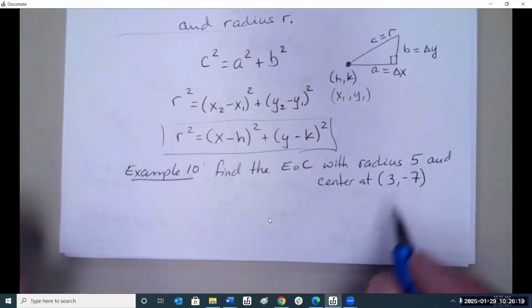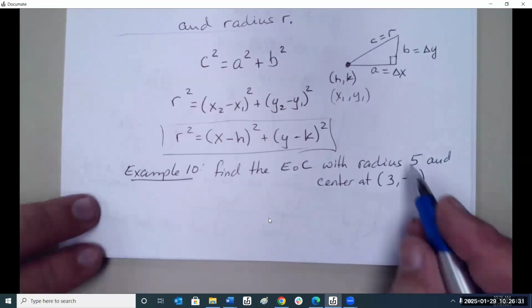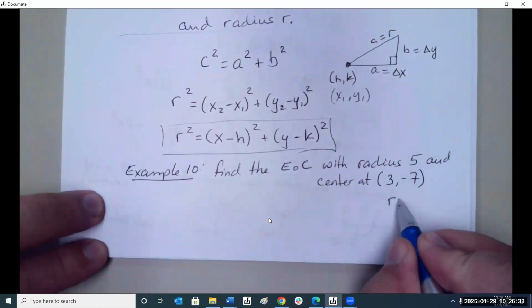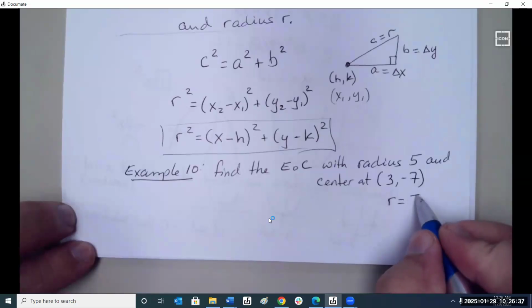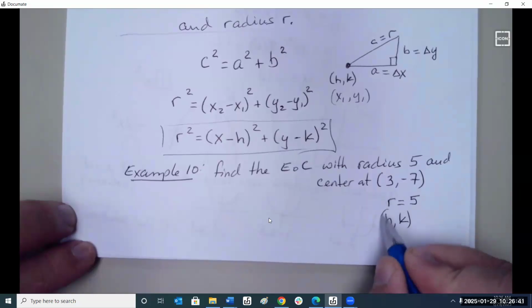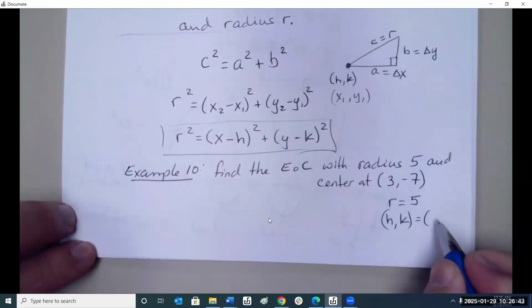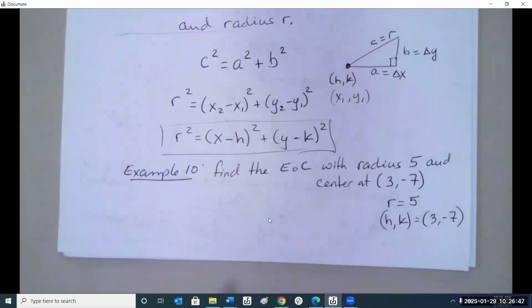Remember, like we learned in the first part, to find the mean, the slope, the midpoint, and the distance, we have to label x1, x2, y1, y2. So what is r? 5. What is h and what is k? 3, -7. Because that's the center. HK is the center.